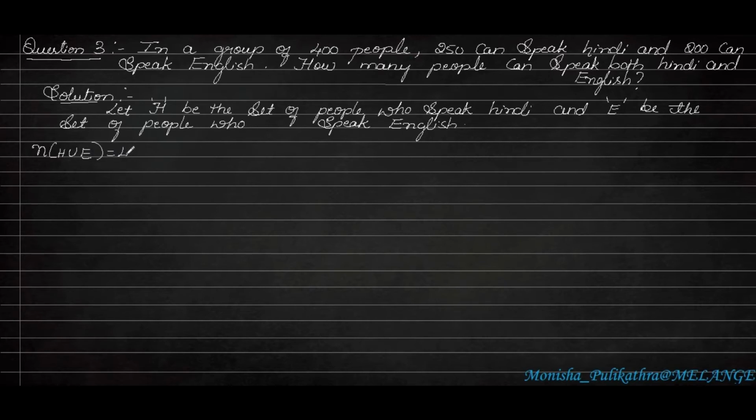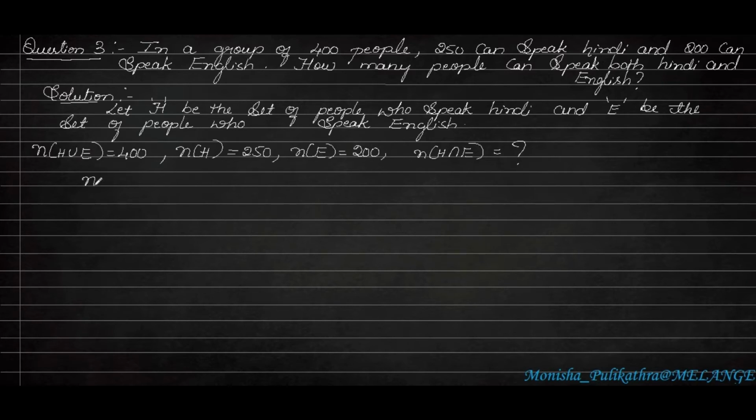So altogether there are 400 people. In that, the number of people who can speak Hindi, we take H as Hindi and E as English. So n of H is equal to 250, and the number of people who can speak English is 200. So n of E is equal to 200. The question is how many people can speak both. So that is n of H intersection E, that is both, is equal to question mark. So that is the thing we need to find out.